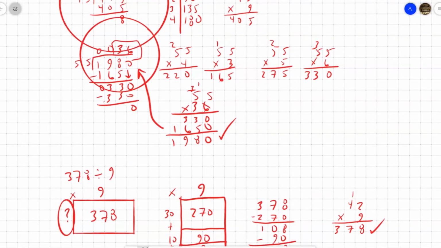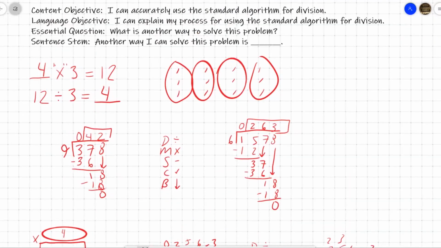Let's go back and review our objectives and make sure that we've completed everything for our learning today. Content objective: I can accurately use the standard algorithm for division. And again, they're wanting us to be able to do a 4-digit divided by a 2-digit. And so we actually did that with 1,980 divided by 55, so we have successfully completed that.